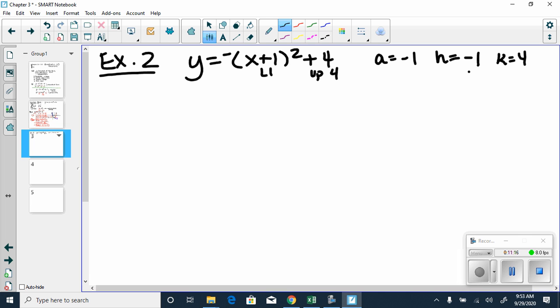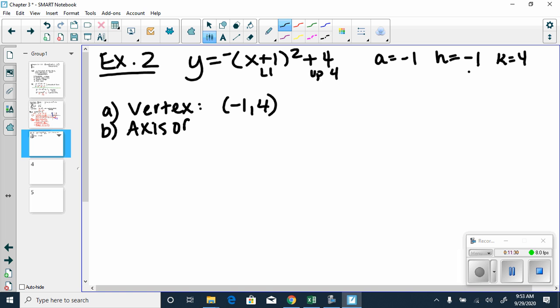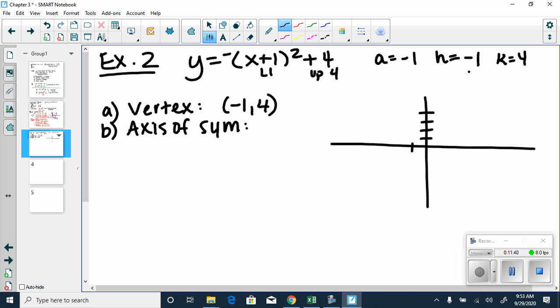Okay, so putting everything down on paper, just to highlight things here, you will have to be able to find the vertex. So remember, the vertex is literally just the H and the K. Okay? You will have to be able to find the axis of symmetry. And at this point, it might be helpful to draw a graph. So my vertex is -1, 4. And keep in mind, because the A is negative, that parabola is going to be upside down. So the parabola is going to be that way like that. Okay, so that would be your sketch of that parabola.